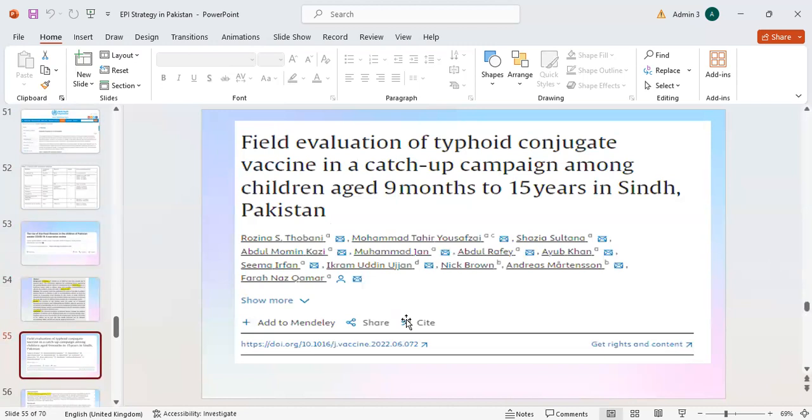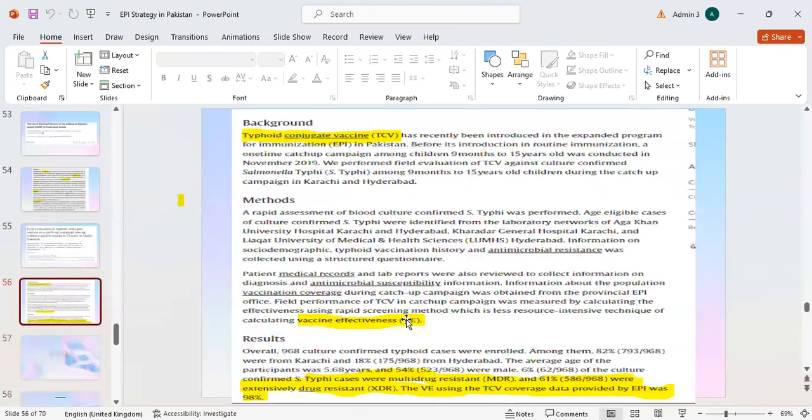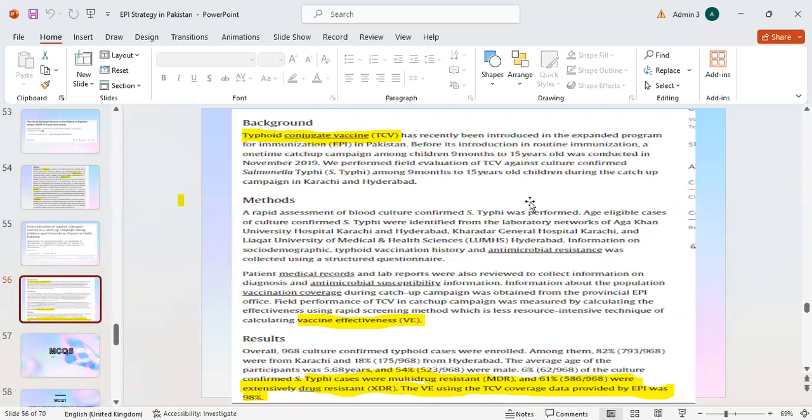Another article is "Field evaluation of typhoid conjugate vaccine in a catch-up campaign among children aged 9 months to 15 years in Sindh, Pakistan." Typhoid conjugate vaccine has recently been introduced in the Expanded Program on Immunization (EPI) in Pakistan.